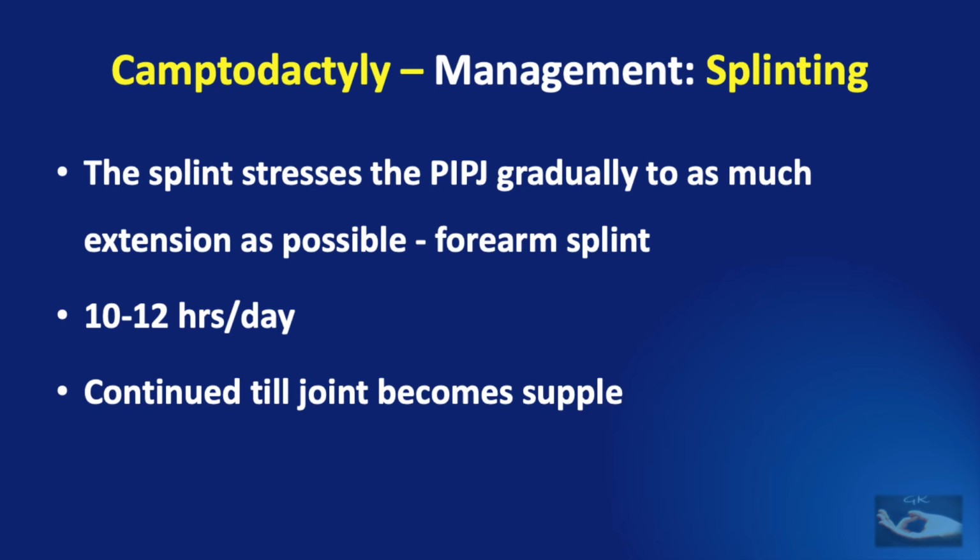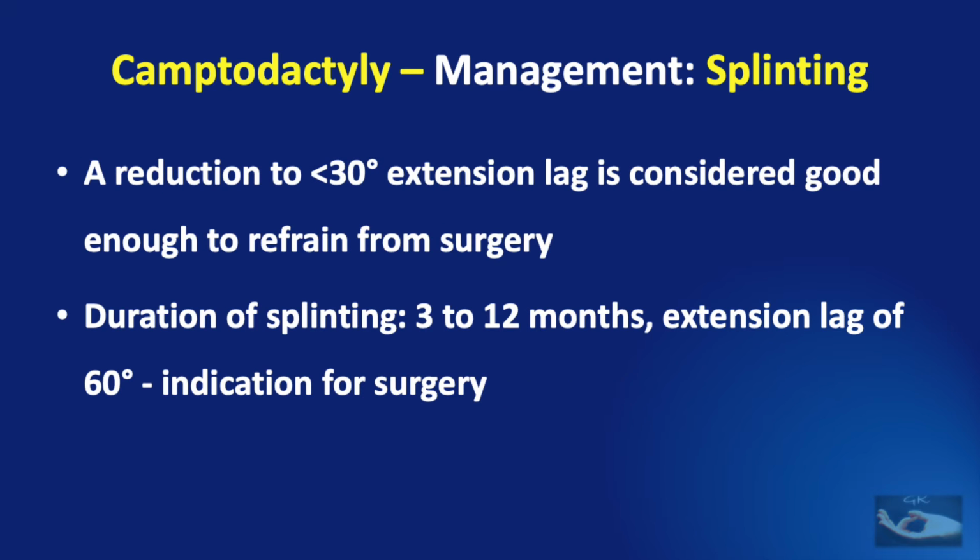It needs to be continuously applied for a minimum of 10 to 12 hours per day. A reduction to less than 30-degree extension lag is considered good enough to refrain from surgery. The duration of splinting therapy before further surgical treatment varies from 3 to 12 months. Some authors even consider an extension lag of 60 degrees as an indication for surgery.